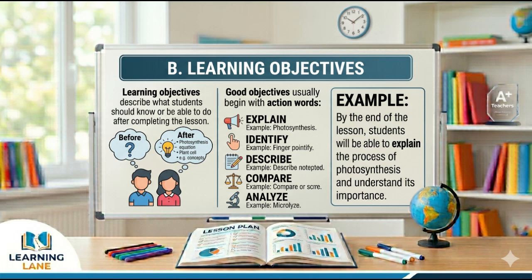B. Learning objectives. Learning objectives describe what students should know or be able to do after completing the lesson. Good objectives usually begin with action words such as explain, identify, describe, compare, or analyze. Example: by the end of the lesson, students will be able to explain the process of photosynthesis and understand its importance.